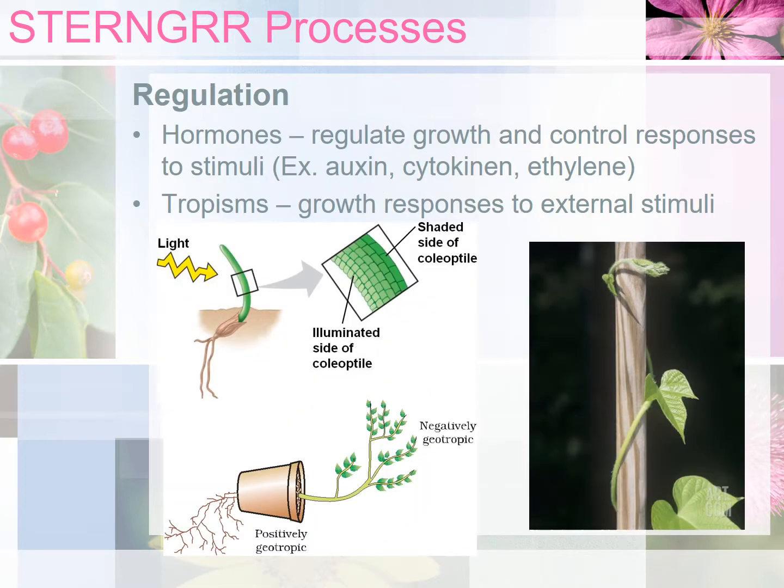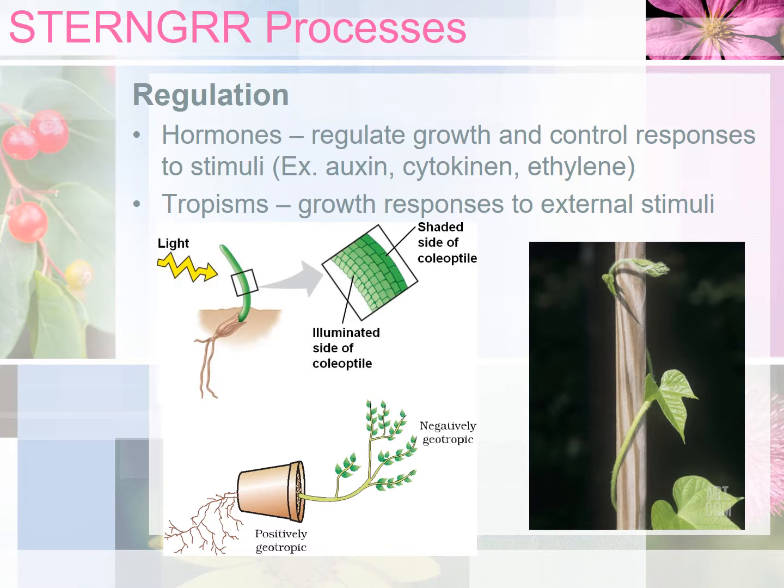All right, regulation. So plants regulate their growth and control responses to stimuli using things such as auxin, cytokinin, and ethylene. And they also have what are called tropisms, and these are growth responses to external stimuli.